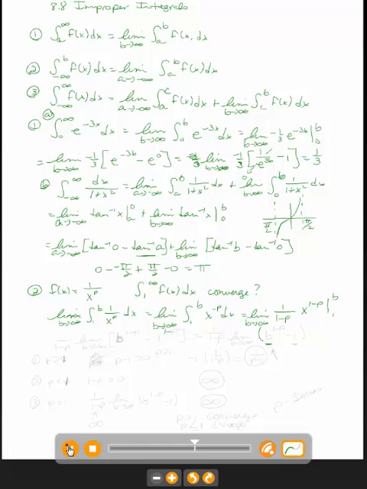Now that 1 over 1 minus p can come on the outside because there's no b's in it. And if I plug and chug, I'm going to have b to the 1 minus p, subtract 1 to the 1 minus p. Now we get three cases here that we have to look at. Case 1 is if p is greater than 0.